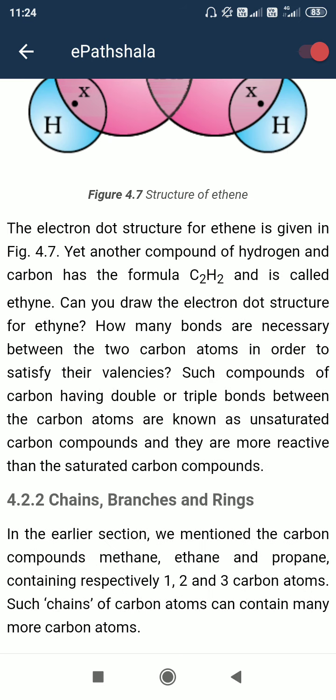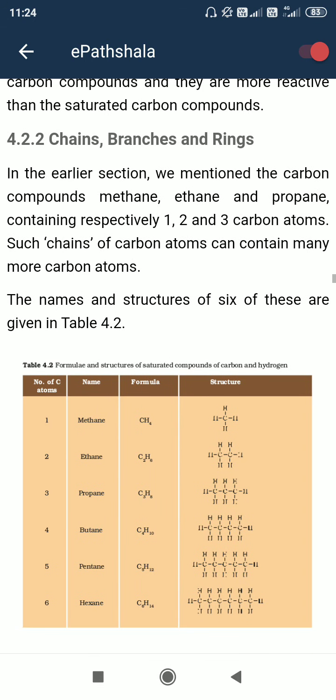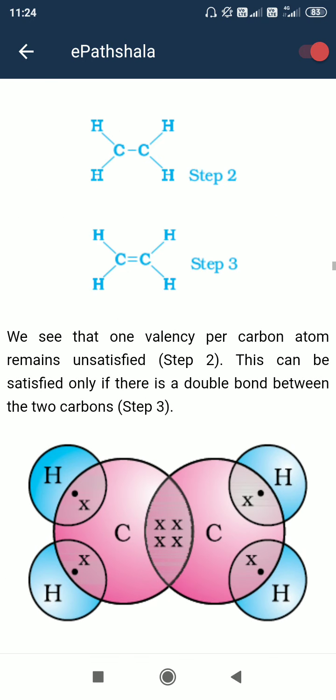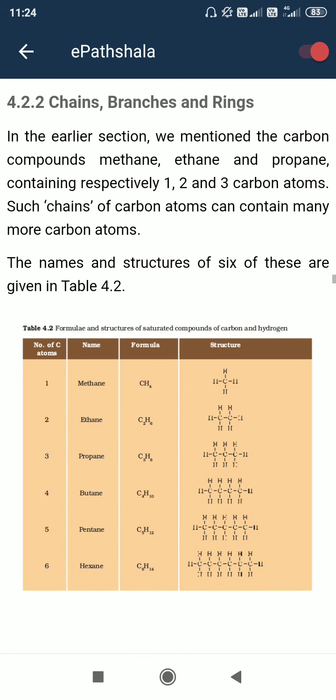Okay, structure of ethene. This is known as ethene. Okay. So the next one is acetylene. Acetylene is not shown here. That is CH triple bond CH. Okay. So see chains, branches, and rings.